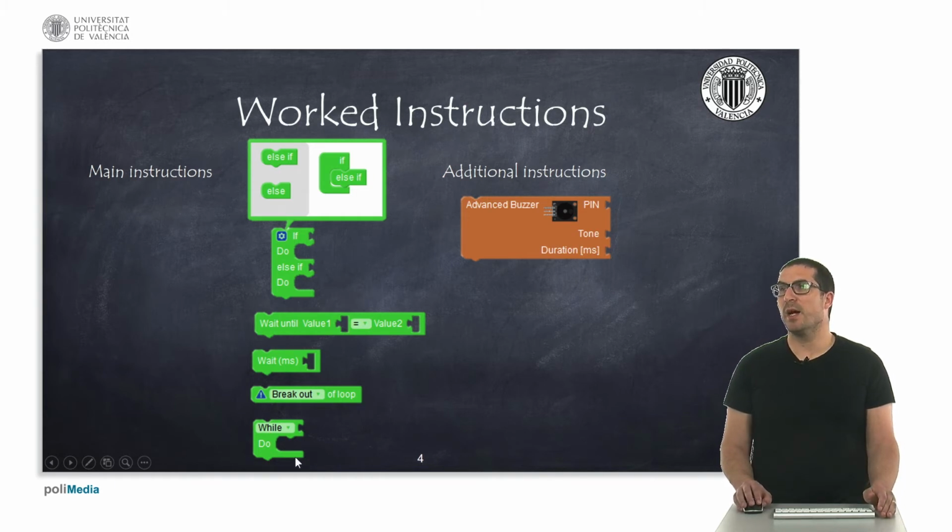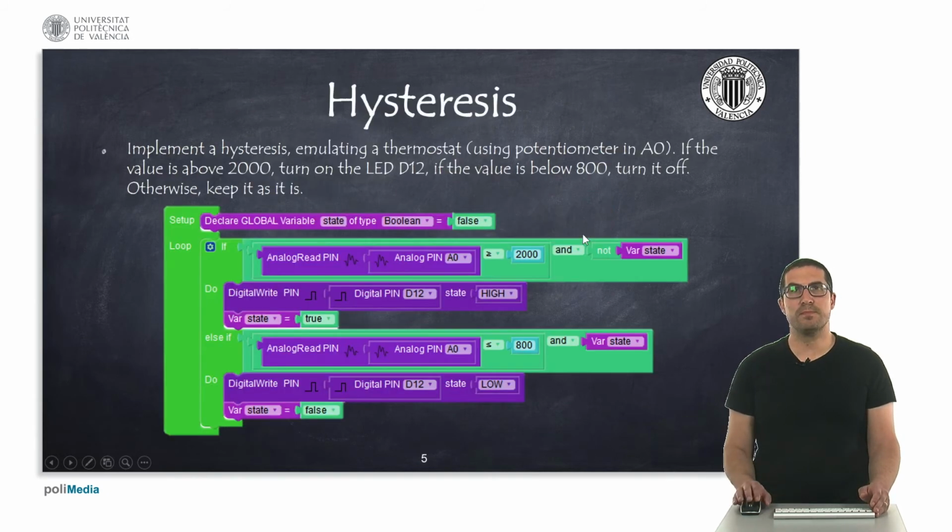And this is an instruction in which we perform a while. So whenever our input is evaluated and true, then we will execute the instructions that we put here. Additionally, in this presentation, I will use an advanced buzzer instruction in which we will generate a tone with a varying frequency, as you will see.